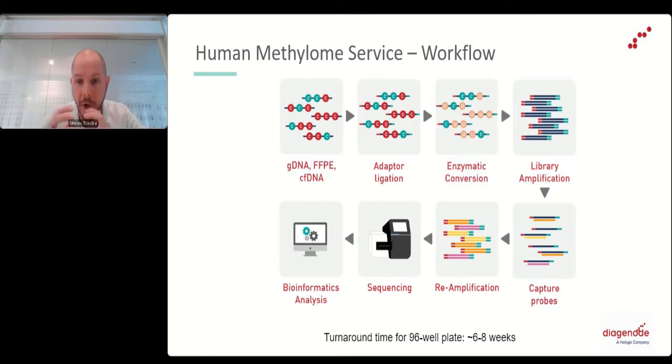After that, there is the critical part. We perform the capture using the human methylome panel probes, and we are basically just selecting for the part of the DNA which contains the important CpGs that have been selected by Twist in the human methylome panel. After a small reamplification, we go for sequencing and bioinformatics. The whole workflow at Diagenode has been optimized. For example, if you submit 96 samples, we can work in a full plate and do that quite rapidly, with a turnaround time of about 6 to 8 weeks.